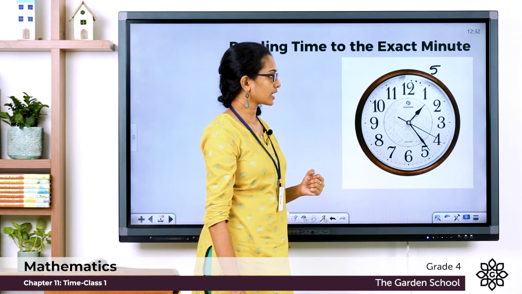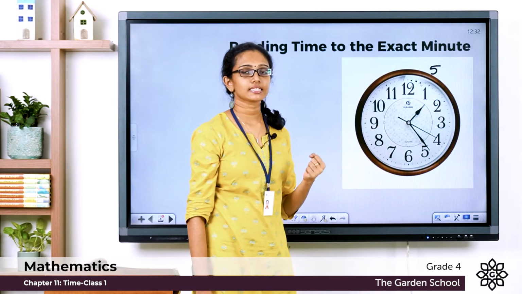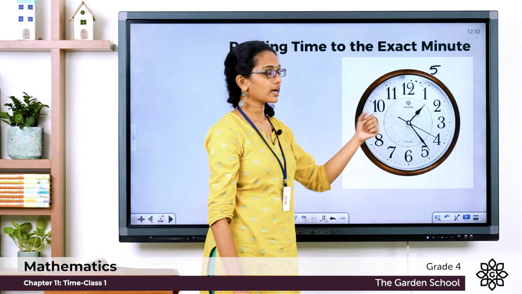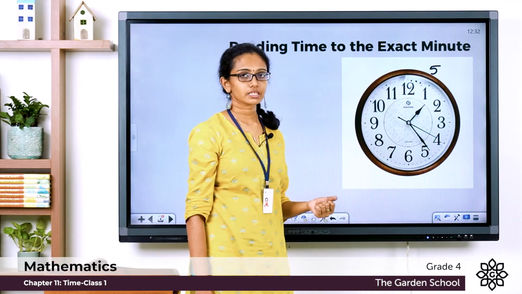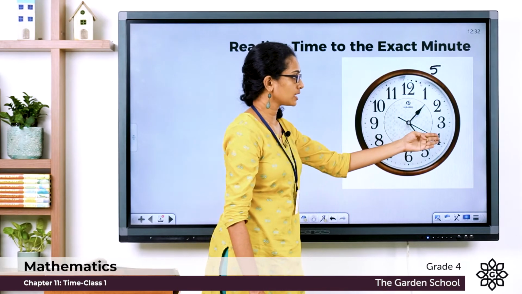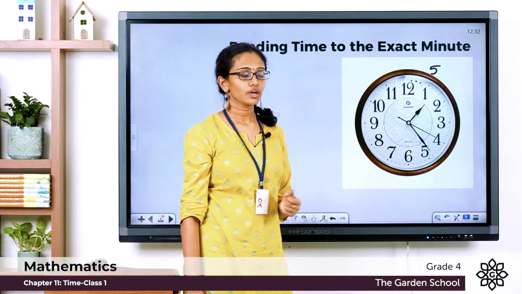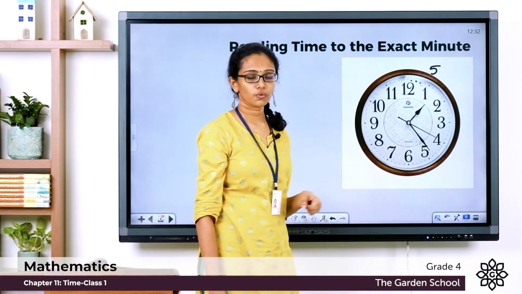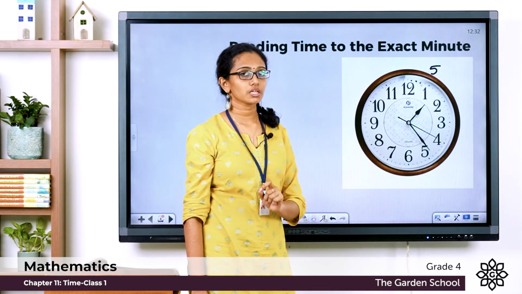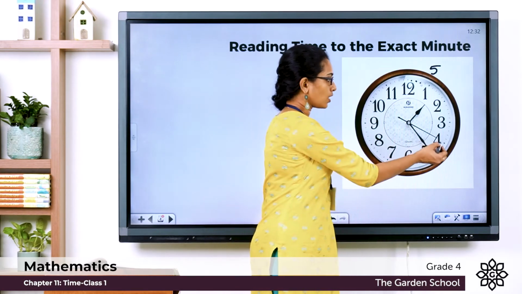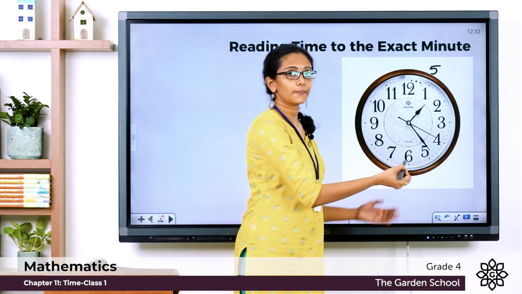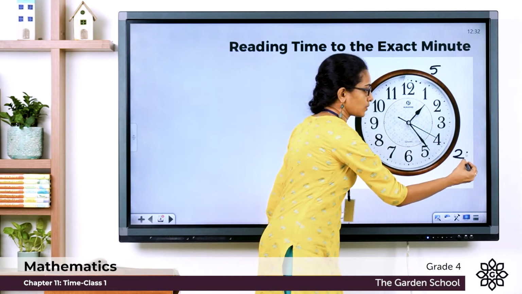So right now here you can see the hour hand is between the numbers 1 and 2. So the hour is 1. Now what about the minute? We can see the minute hand is between the numbers 4 and 5. And we can see the small divisions between 4 and 5. Remember, each small division represents 1 minute each. So if it is on 4, it means the minute is 20.